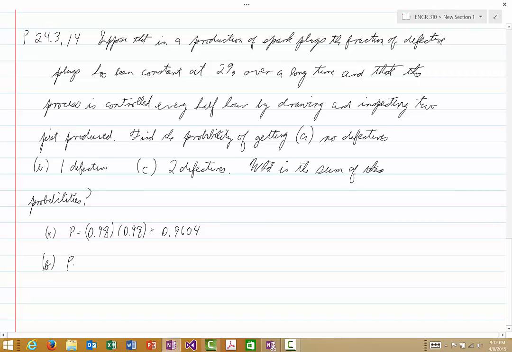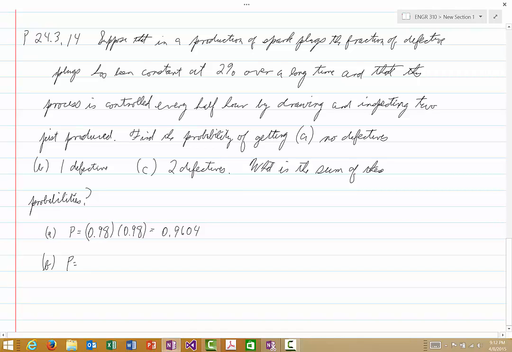Now for B, we want to know the probability of getting one defective. And there are two ways in which we might get one defective. The first one might be defective, and then the second one is not defective, or we might get the first one is non-defective and the second one is defective. So we have to include both of those here.